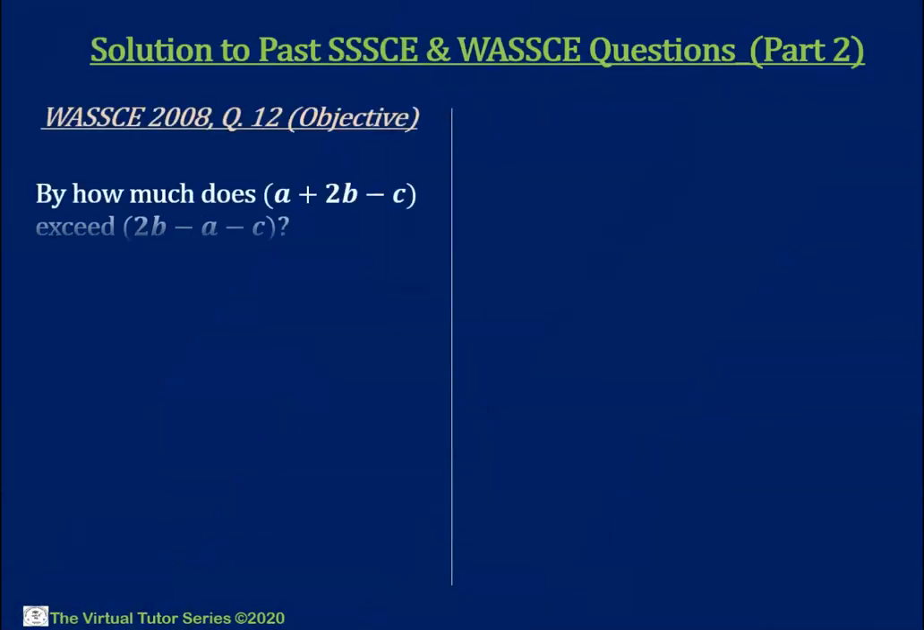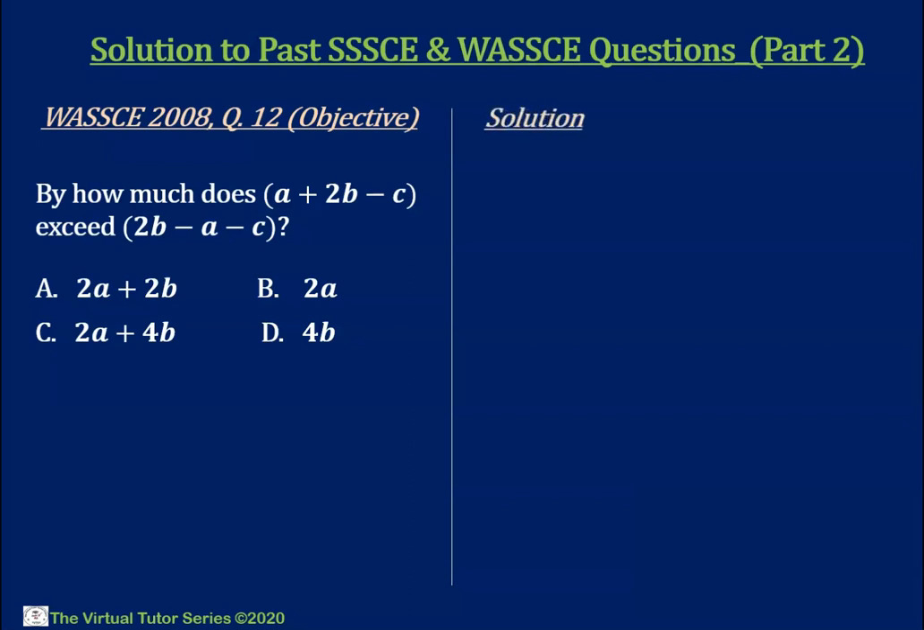Objective question 12 of WASSCE 2008. By how much does into bracket a plus 2b minus c exceed into bracket 2b minus a minus c? Solution. This is simply the first expression minus the second expression.